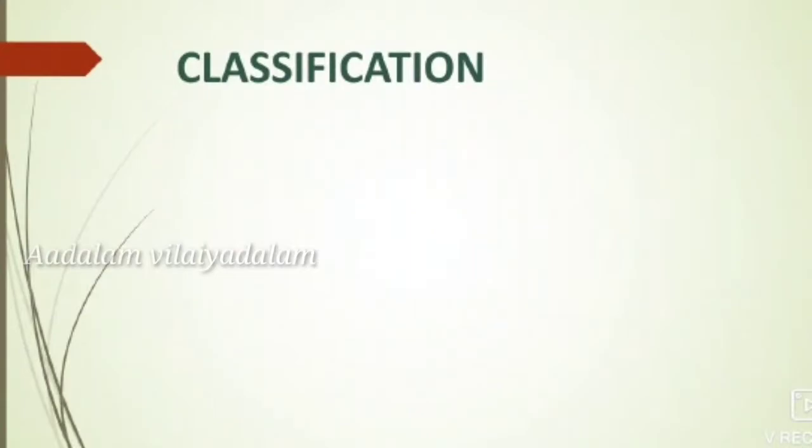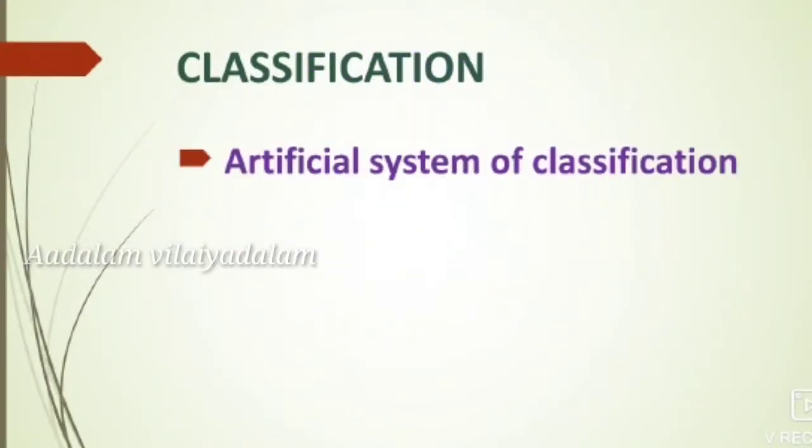Taxonomy is a branch of biology that deals with the study of identification, classification, description and nomenclature of living organisms. The word taxonomy was first coined by Augustin Pyramus de Candolle. And next, the classification of taxonomy.